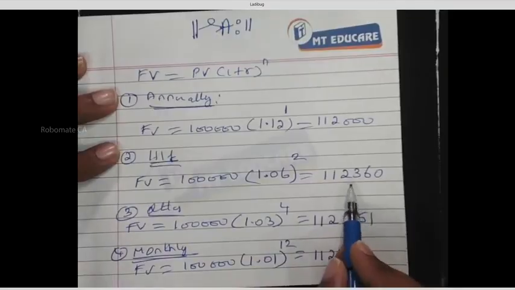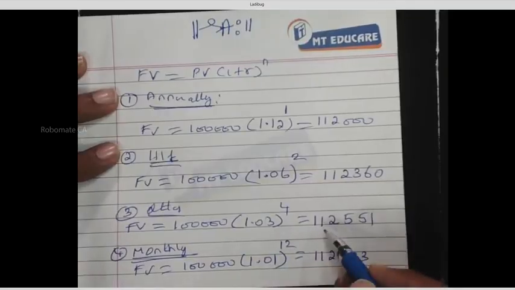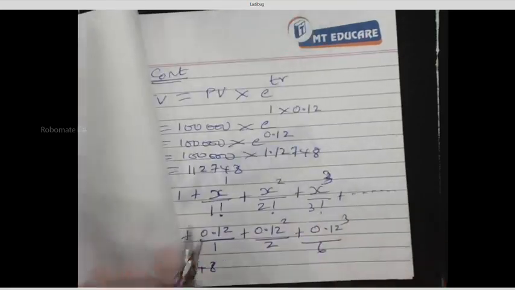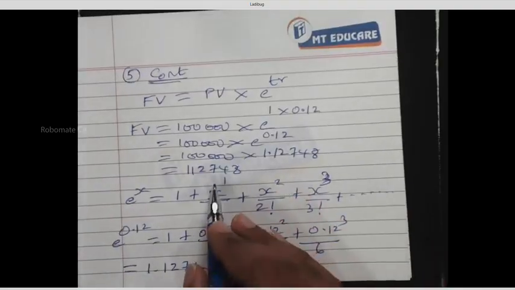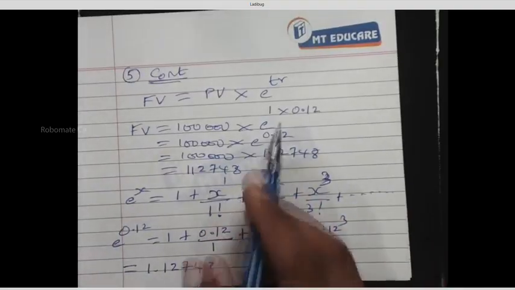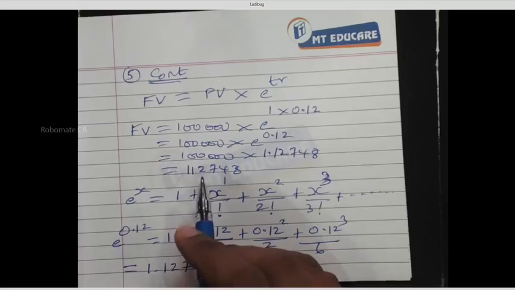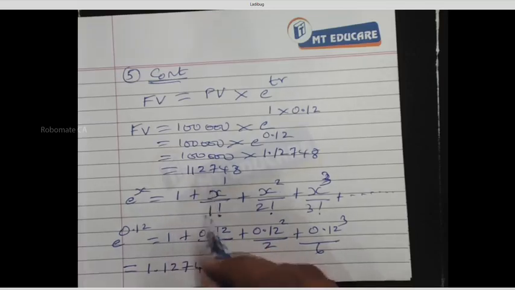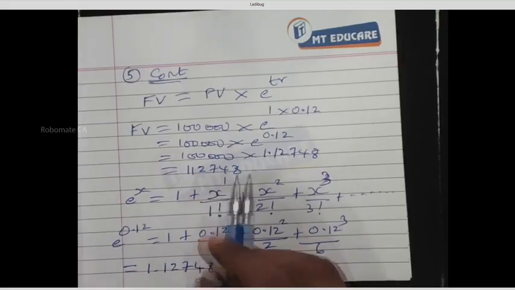Now if I deposit annually, how much do I get? 1,12,000. Half yearly, 1,12,360. Quarterly, 1,12,551. Monthly, 1,12,683. And continuously, 1,12,748. As the frequency increases, the maturity value also increases. This is the calculation of this particular part. Everybody yes or no?